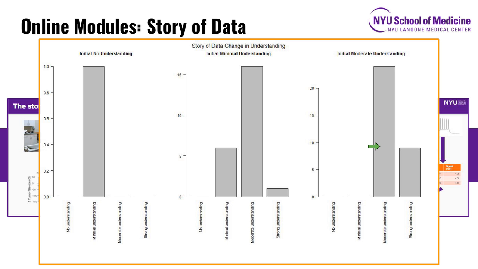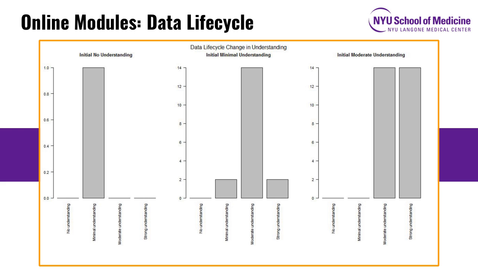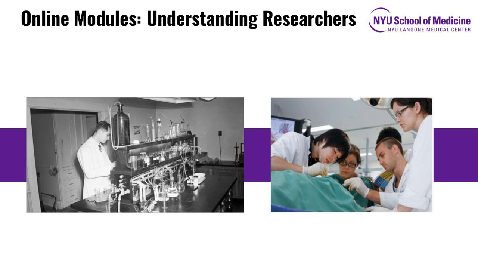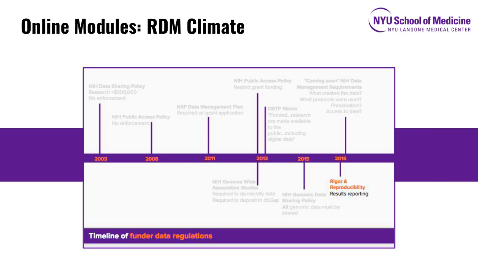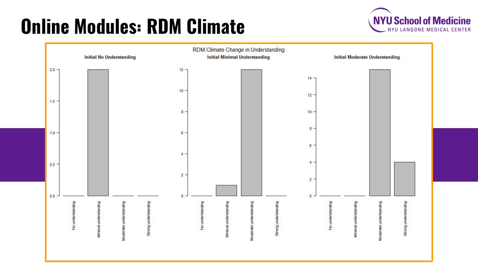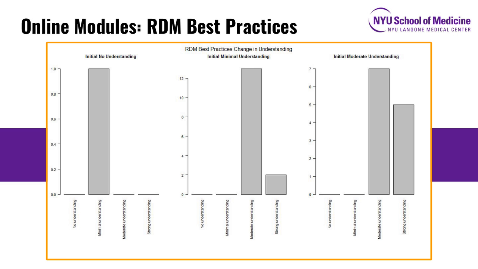People who started out with a moderate level of understanding, there was less of a change there. So this is for the story of data module, but if we go to the life cycle one, you can see a very similar pattern. In this case, about half the people who had a moderate level of understanding went to a strong understanding. That was the biggest change. It was pretty similar for the RDM climate module: very few people at moderate understanding had any change.